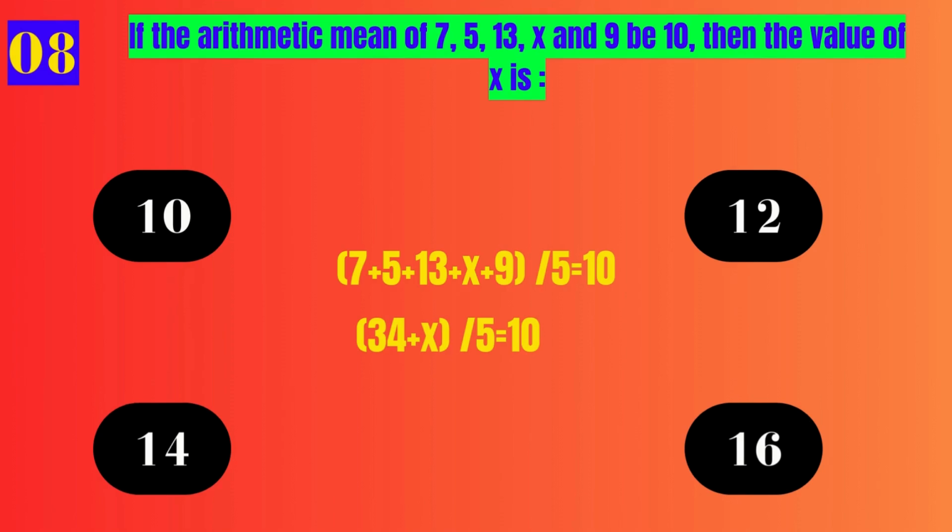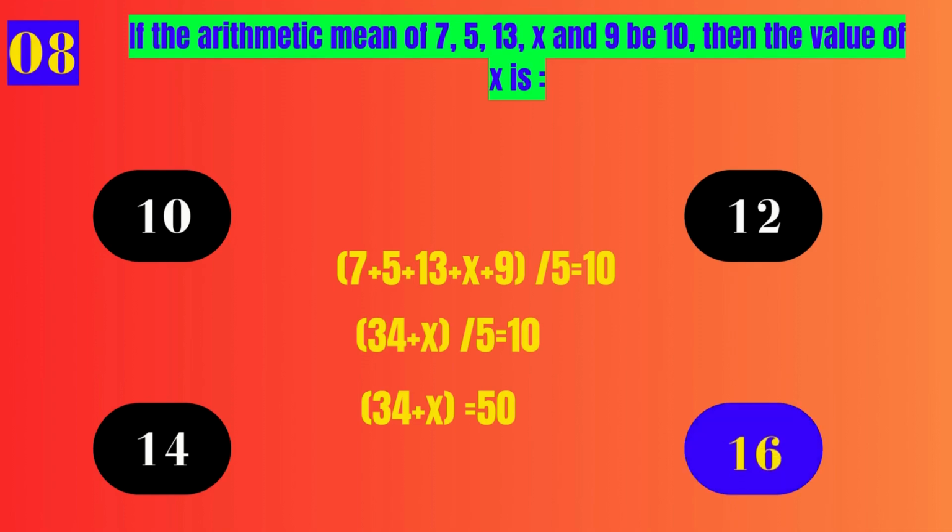Multiply both sides by 5. 34 plus x equals 50. Subtract 34 from both sides, we get x equals 16. Therefore, the value of x is 16.